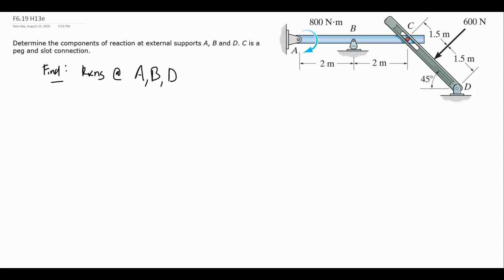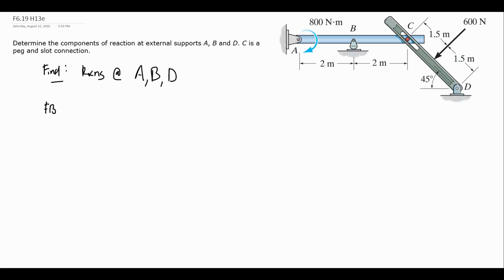So it's statically indeterminate, and if we look at the 2 members, the blue one has a peg and slot connection, a pin connection, and a rocker, so we cannot conclude it's a 2-force member. And CD has a peg and slot at C, a pin at D, and an external force of 600 newtons along its midspan. So that too we cannot conclude is a 2-force member. So this is not a truss structure. We have to treat it as a frames and machines problem.